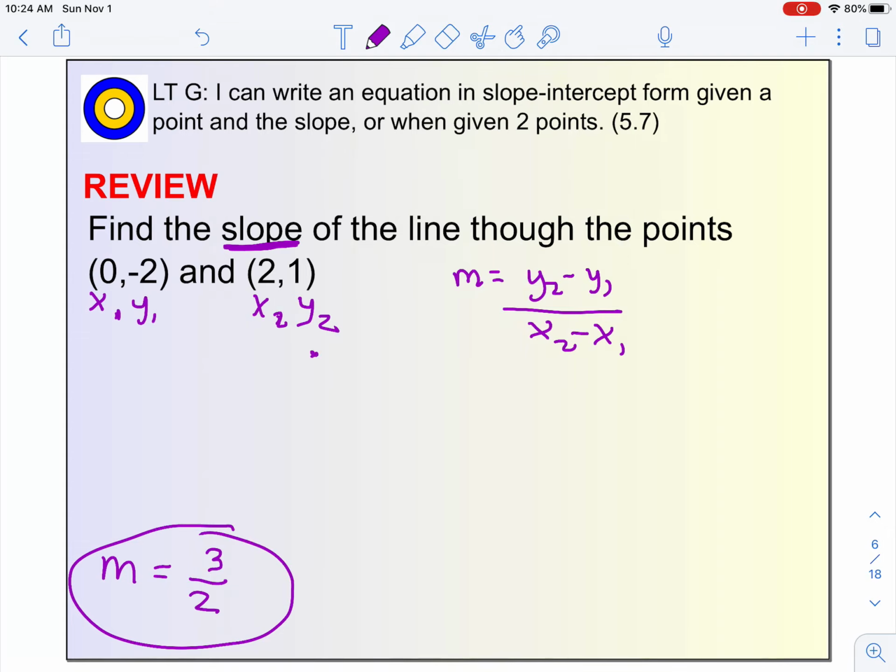Now we're going to plug them into the formula. My second y value is 1. So I'm going to take 1 minus my first y value right here, which is negative 2. So I have 1 minus a negative 2 all over, and now I take my second x value, which is 2, minus my first one, 0. So remember, subtracting a negative is adding the opposite, so this turns into plus 2. So that gives us 1 plus 2, which is 3, and then 2 minus 0, which is 2. We're going to need that skill today.